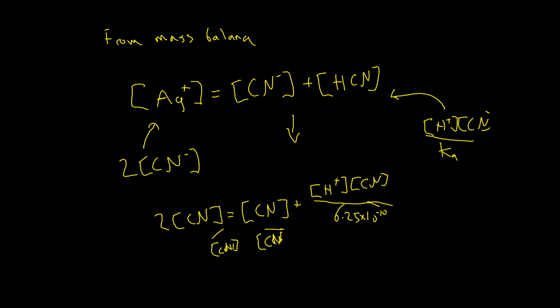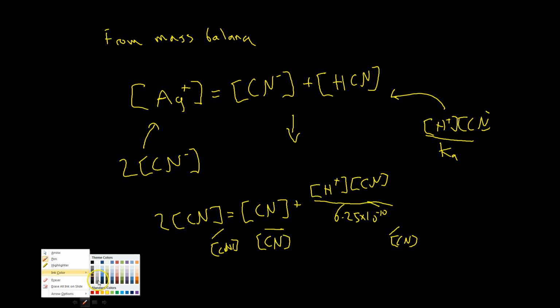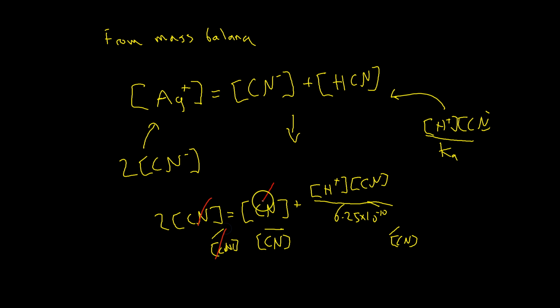Alright, I'm going a little crazy here. Try and write like a human. Alright, divide this by cyanide, then divide this by cyanide. And so basically what happens, let's use a pretty red one. These cancel, cancel, cancel. What we're left with, I'm going to write it on the next slide, is just 2 equals 1 plus our H plus over our Ka. And I'm going to write the Ka in at this point, so that's 6.25 times 10 to the minus 10.